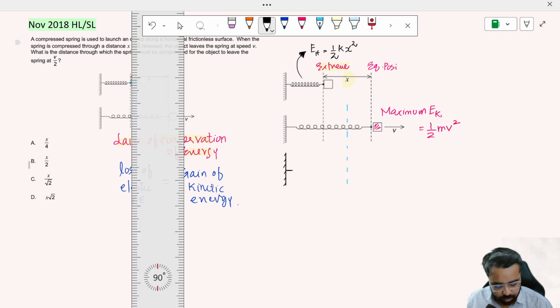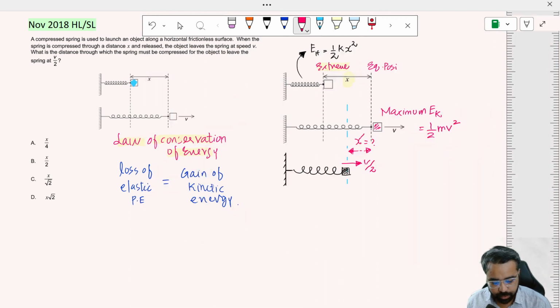All right. So students, in this question we have to find the displacement, or the distance, at which this object will have a speed v over 2. If it has a speed v over 2 at this point, then what is its distance from the equilibrium position? That's what we have to find out. Okay, so go back to the law of conservation of energy.